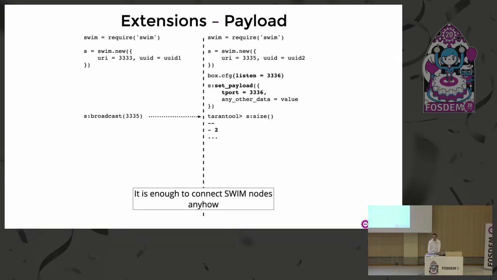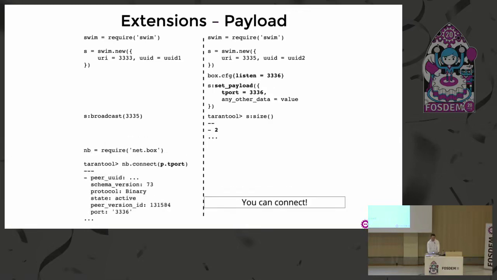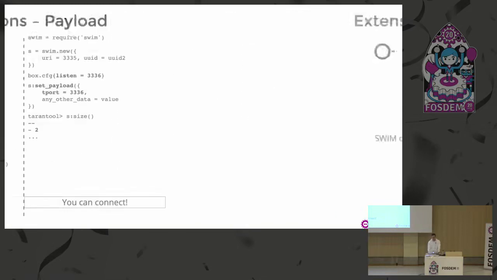Now I connect them, this time using broadcast. It's just the same as probe member, but sends on all IPs using the given port. And I can see this payload on another node. It was delivered, and I can use this delivered port to connect to the remote Tarantool, and it works.